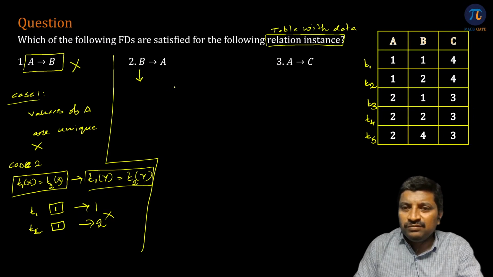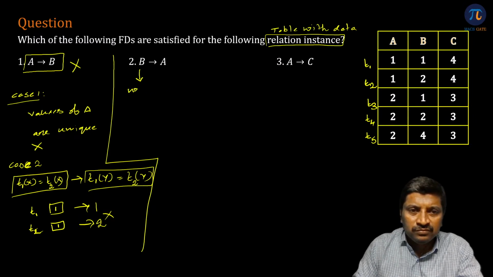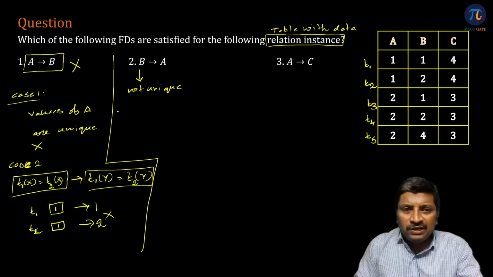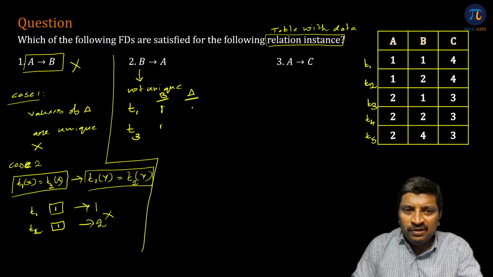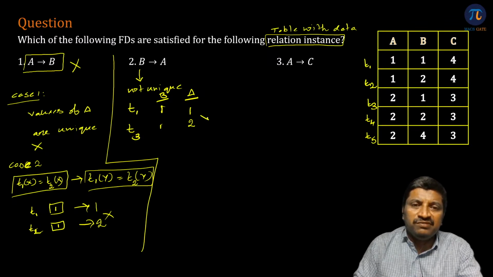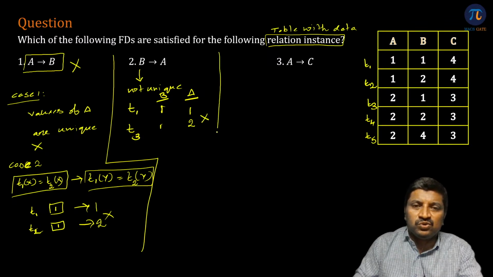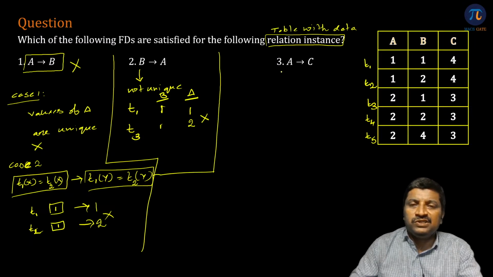Let us consider B goes to A. Are the values unique, sir? Not unique. Then what are the duplicates? I think T1 comma T3, these two are having 1. Then what are the corresponding values of A? 1 comma 2. Both are giving different values. So this will not hold in this particular example.